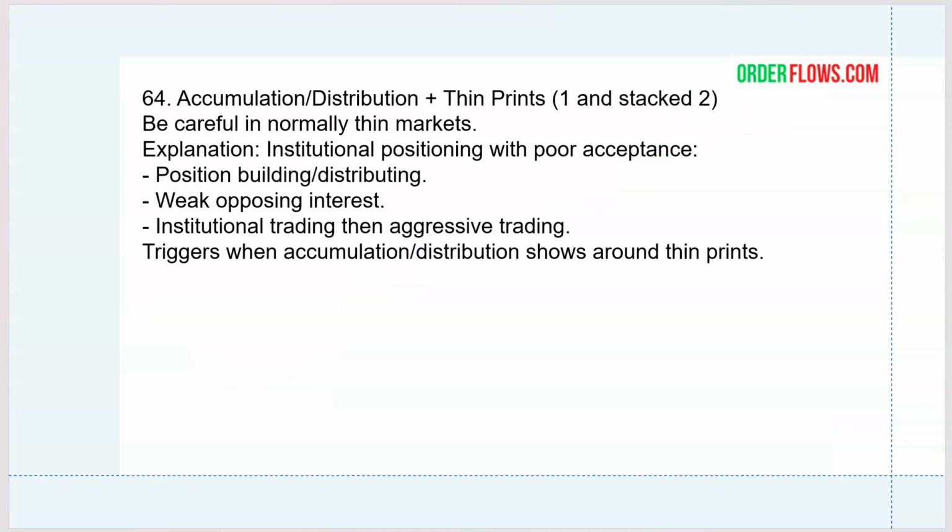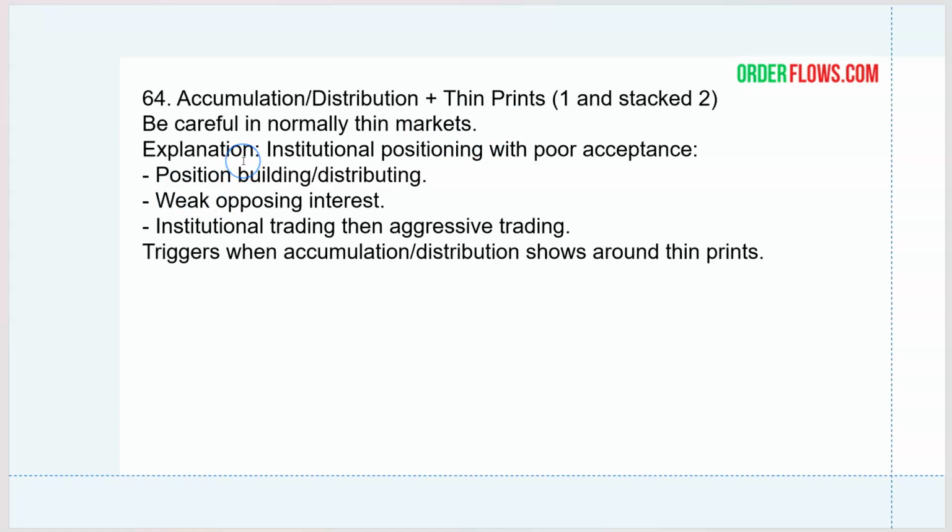Number 64 is accumulation distribution plus thin prints. One, I put in parentheses 1, and stacked thin prints of 2. Again, how you use thin prints depends on the market that you're trading. Maybe you don't want to use stacked ones, and if it's a thicker market, maybe you want to use a little bit higher than 1 as a thin print. You could use 3 or something. And again, be careful in normally thin markets, maybe MNQ, YM, or even certain times of the day where it's normally thin. You're going to get a lot of thin prints. So just be aware of that.